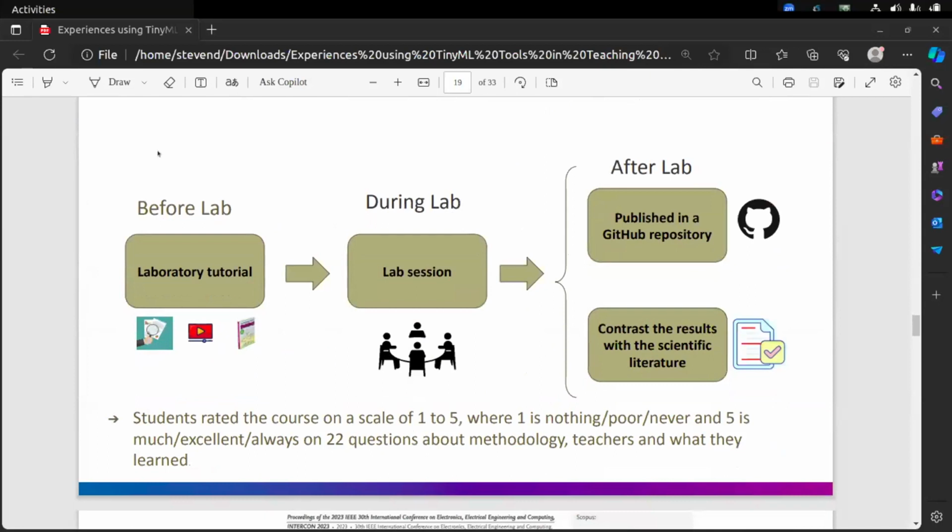Okay, this is our normal day. Before the lab starts, we send material. Then in the lab, they acquire data using Vitalino, and then they publish all the results in a GitHub repository. And then if we consider that this model is good, has a good result to publish, we apply to a conference or journal.